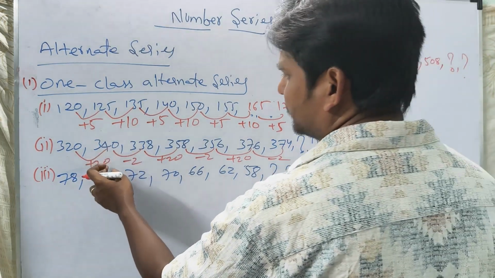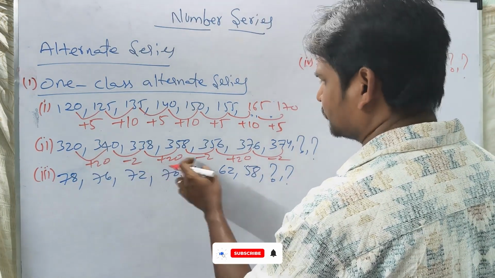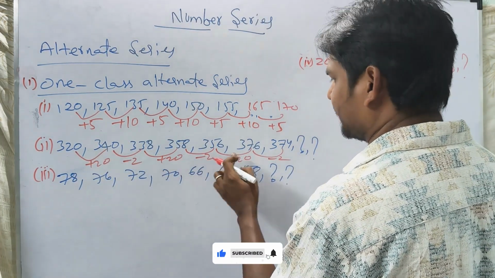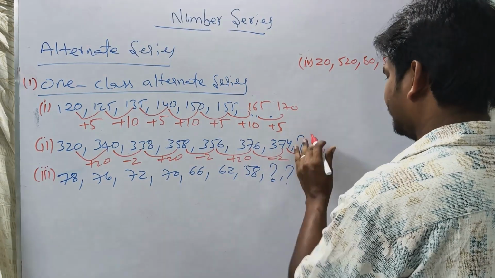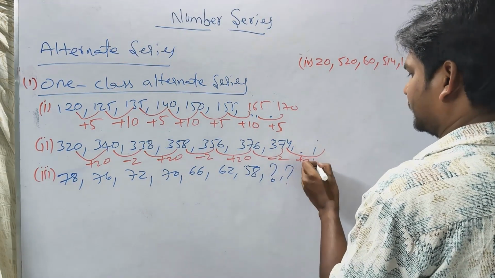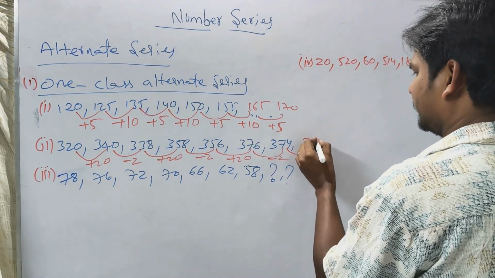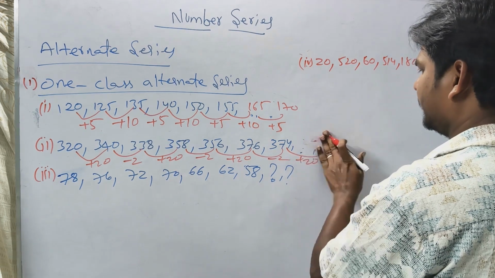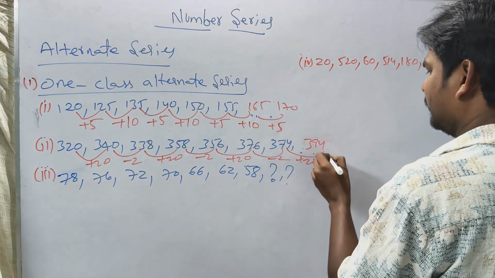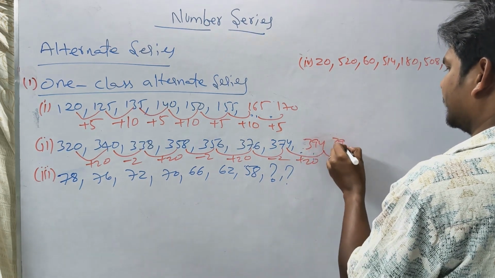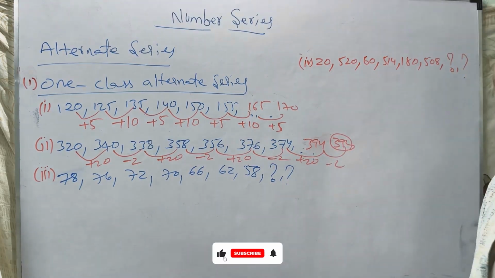Here alternately we add plus 20, plus 20, plus 20. Now minus 2, minus 2, minus 2. Next would be what? Again plus 20. So it would be 394. Next, after 394, minus 2, then it would be 392. So like this it is going on.